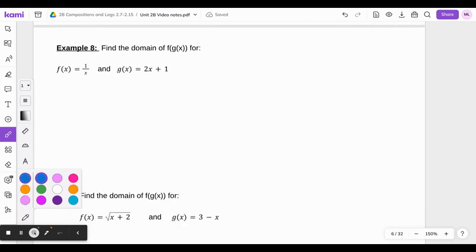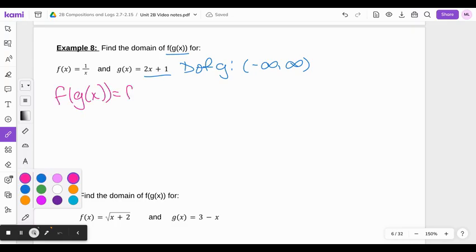Okay, one more. Let's throw a rational function in here. So domain of f of g of x, that means first I need the domain of g, which is a line, so it's all real numbers. All right, let's create f of g of x. So we're doing 1 over 2x plus 1.